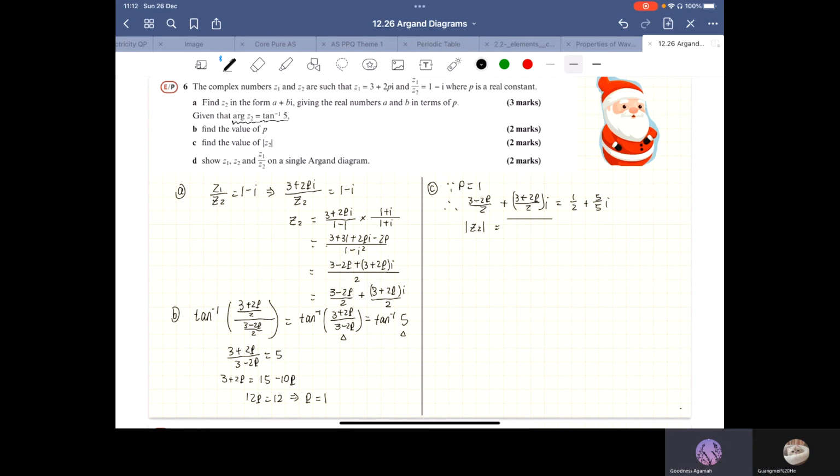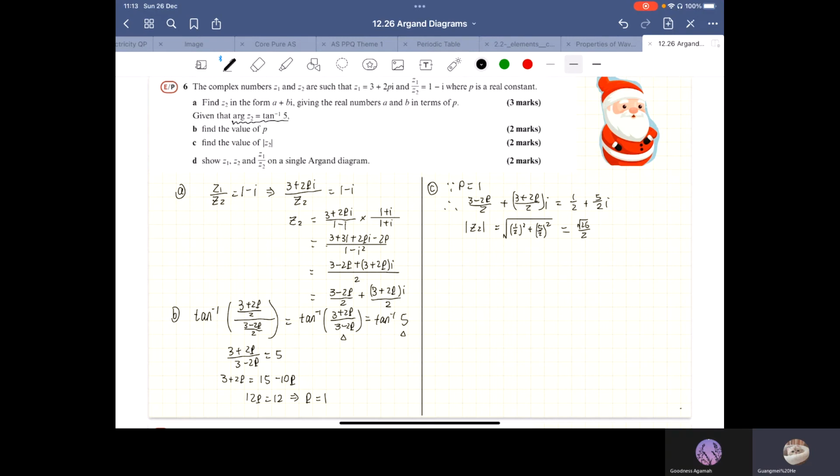Root a half squared plus 5 over 5. Isn't that just 1, though? Which one? 5 over... oops, that's not 5 over 5. 5 over 2. Okay. 5 over 2 squared. That's it. And when we simplify, we'll get root 26 over 2.